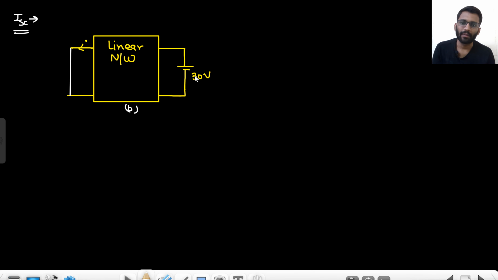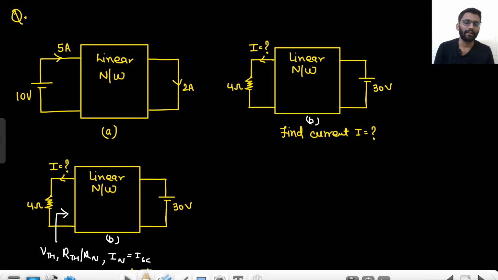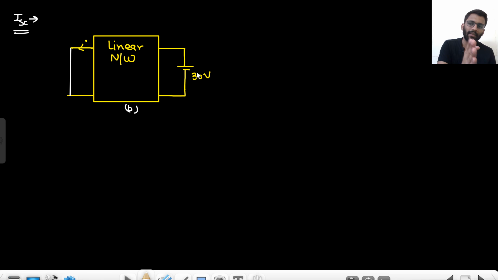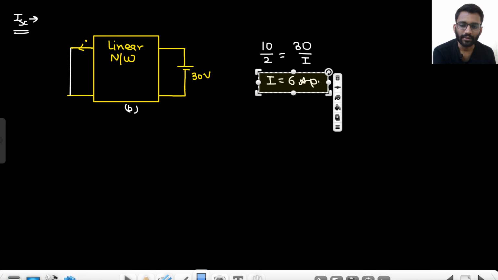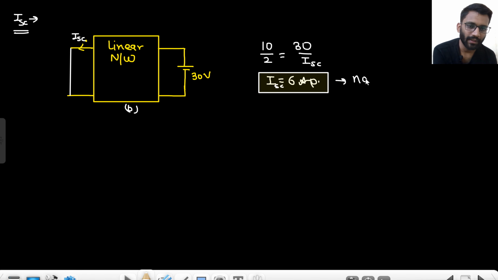Now tell me one thing. If there was 10 volt here, the current was 2 ampere. Now if 30 volt is here, what would be the current? 6 ampere, right? 10 by 2 is equal to 30 by I, so I would be 6 ampere. This I would be your ISC, our short circuit current or Norton current.